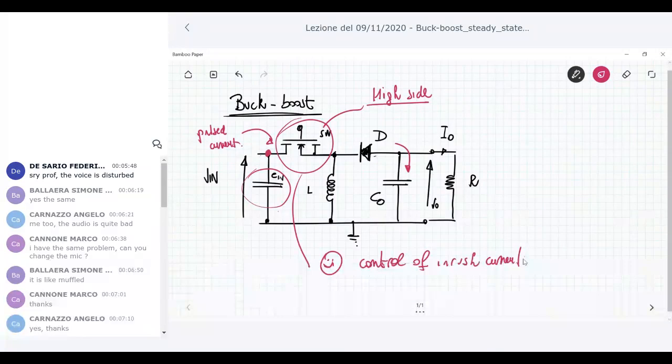Another benefit is that the transistor in series with the power flow can help to control a short circuit at the output side. If you have a short at the output port here, then in that situation there is the same behavior.